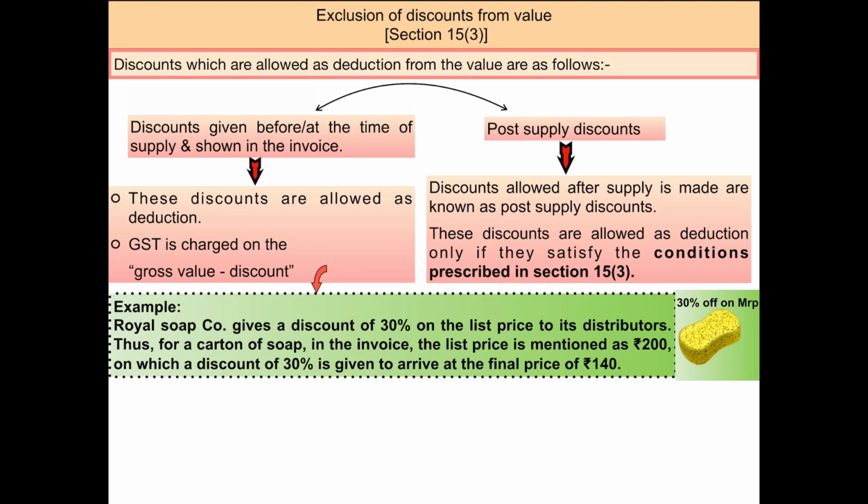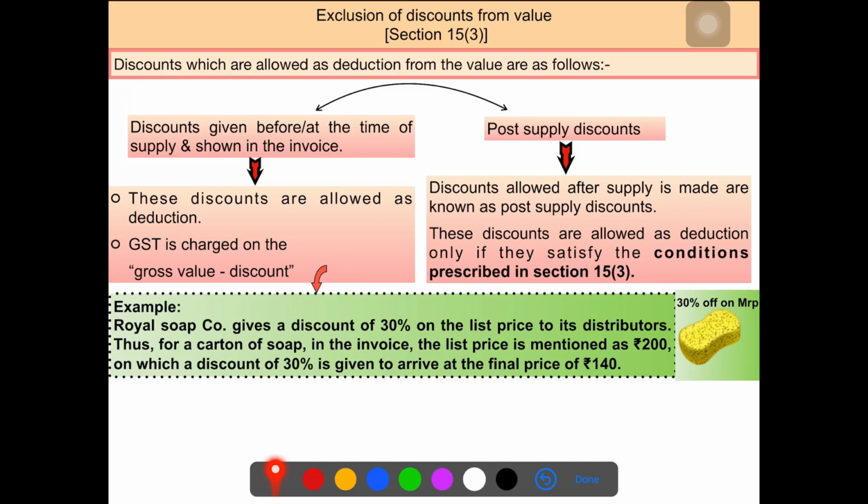Now let's understand post supply discounts, which are allowed after supply is made. सप्लायर ये डिस्काउंट प्रोवाइड करता है सप्लाई करने के बाद. So these discounts are allowed as deduction only if they satisfy the conditions prescribed in section 15 subsection 3, which I am going to discuss and explain to you on the next page.